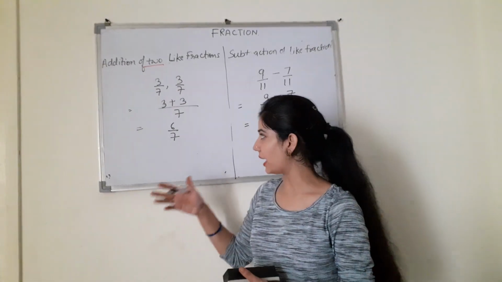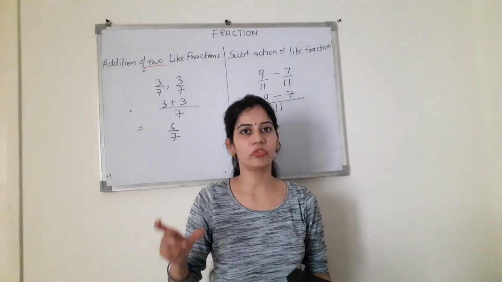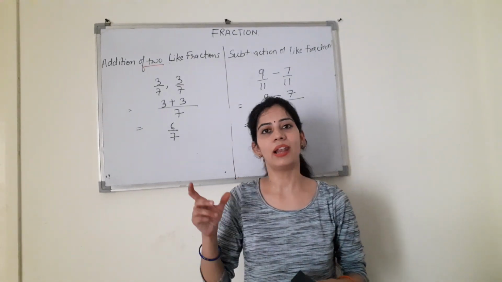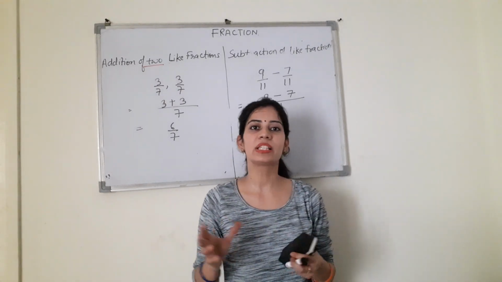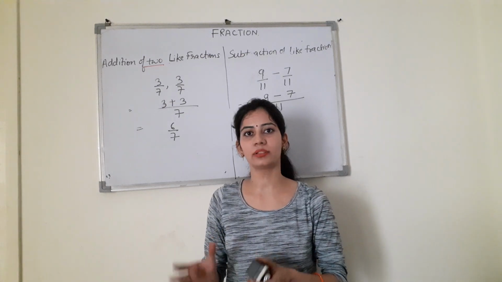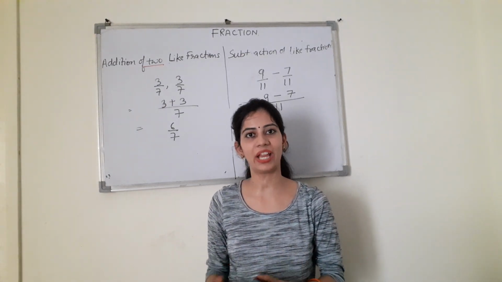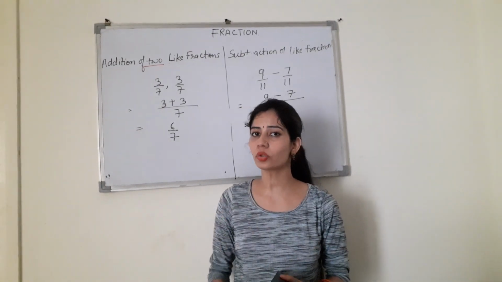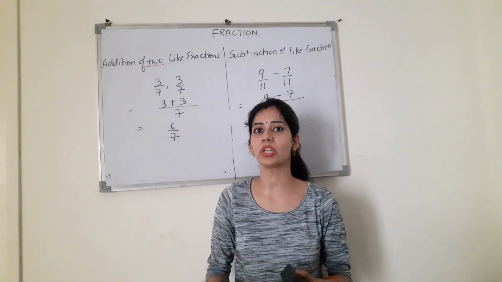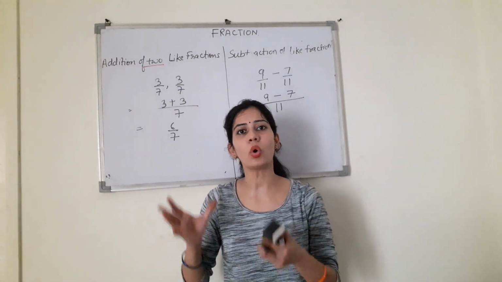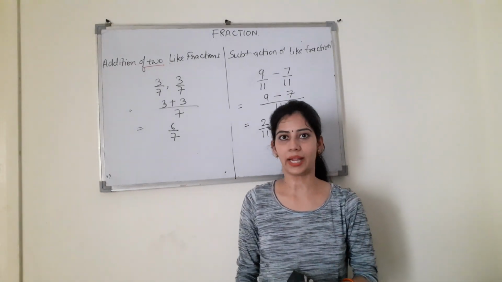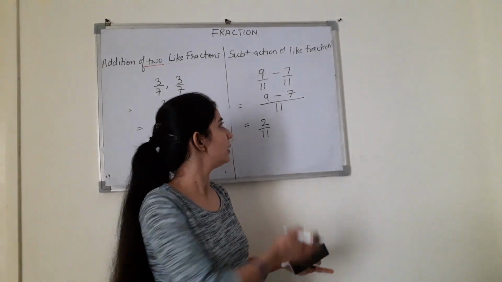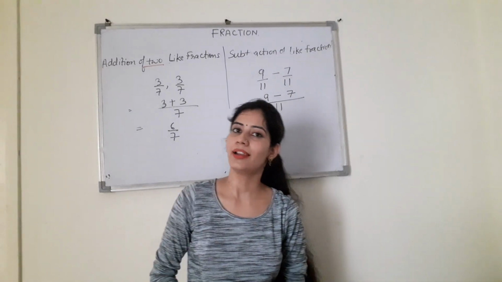So I'll repeat it again, what we simply do in case of like fractions: when we have two like fractions, we simply add or subtract the numerator values that are given. We need not change the denominator values, or we can say we need not add or subtract the denominator values. Right? So this we have done in this addition and subtraction of like fractions.